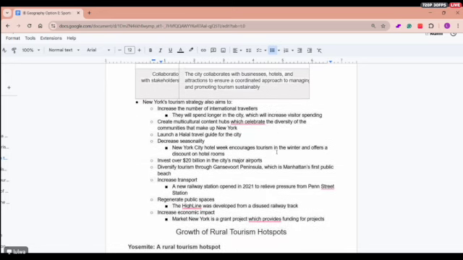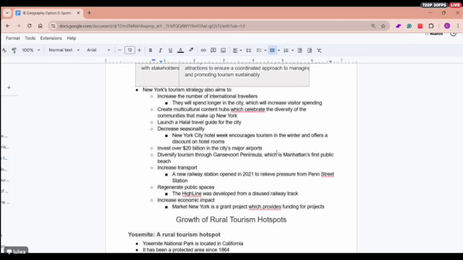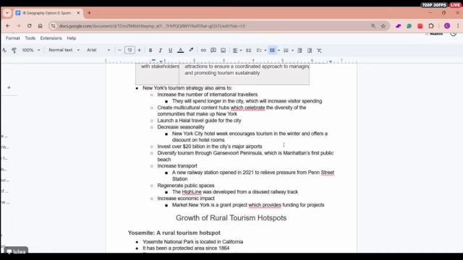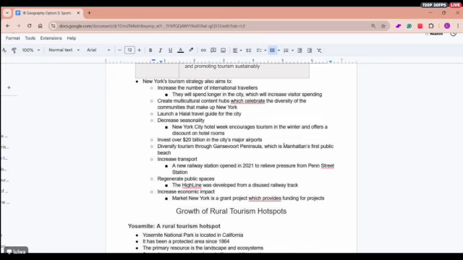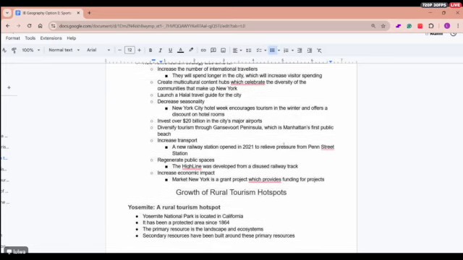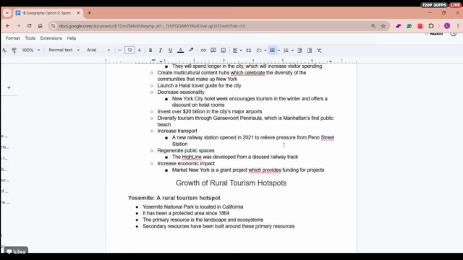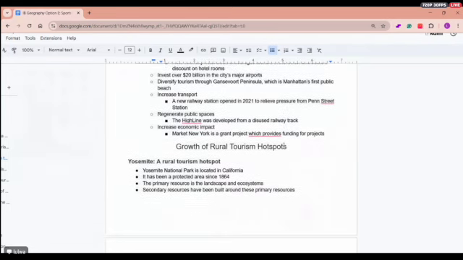So New York's tourism strategy also aims to increase the number of international travelers. For example, they want to launch a halal travel guide for the city, and they want to create multicultural content hubs. And also, they want to decrease seasonality. So New York City will encourage tourism in the winter as well as in the summer. They want to invest over $20 billion in the major airports. They want to increase transport, regenerate public spaces, and increase economic impact.